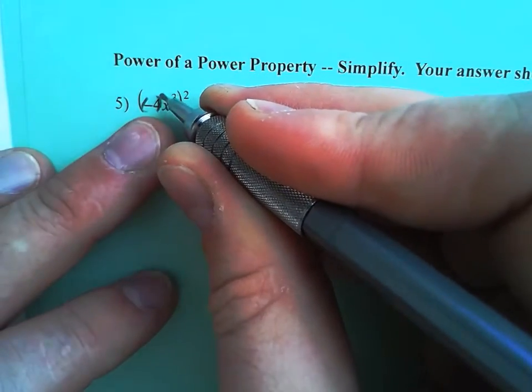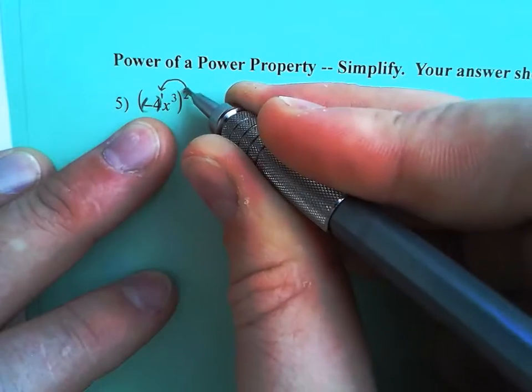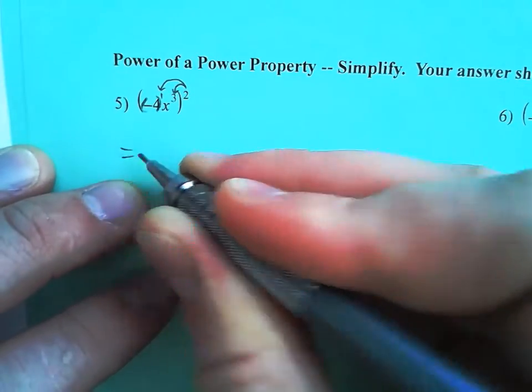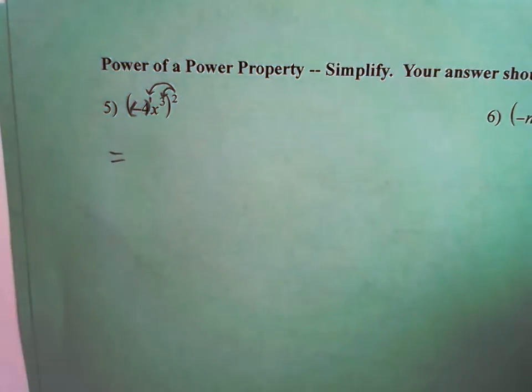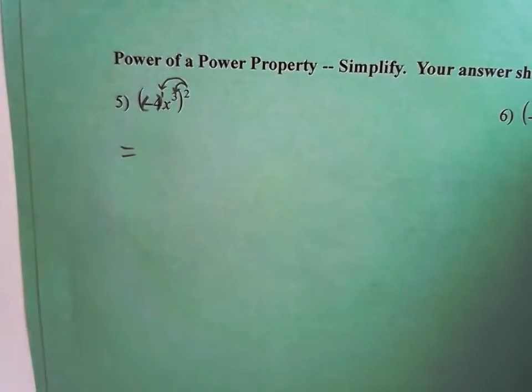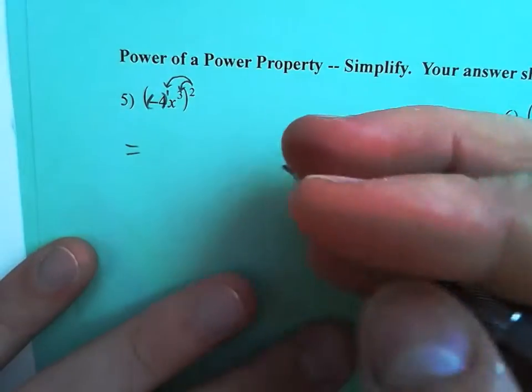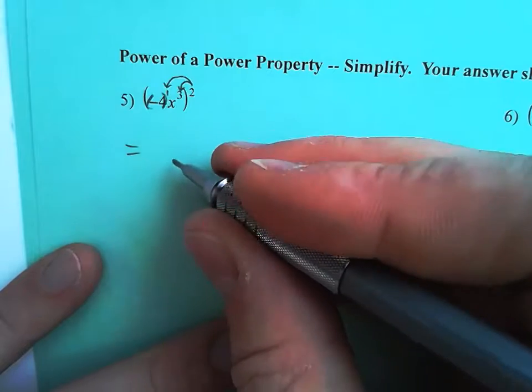So, -4 to the first, going to multiply the power, multiply the power. That's what the power of a power property says. If you don't remember the power of a power property, go review it. Look at your little flip chart thing that you made.